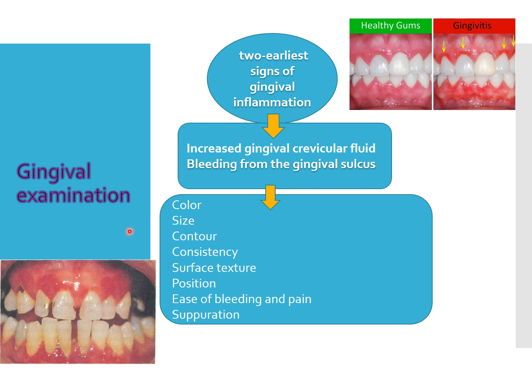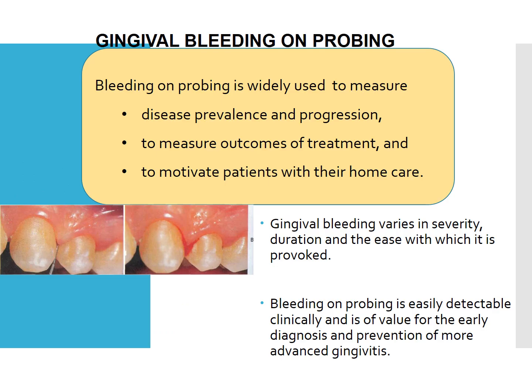Coming to clinical examination, as you all know, the first stage, the initial lesion, is a subclinical feature; the gingival fluid flow cannot be seen clinically much. The two earlier signs of gingival inflammation are increased gingival crevicular fluid and bleeding on probing. These are the two earlier signs of gingival inflammation. After that there will be change in color, size, contour, consistency, surface texture, position, ease of bleeding, pain, and separation. Coming to the details of each clinical feature, first one, gingival bleeding on probing.